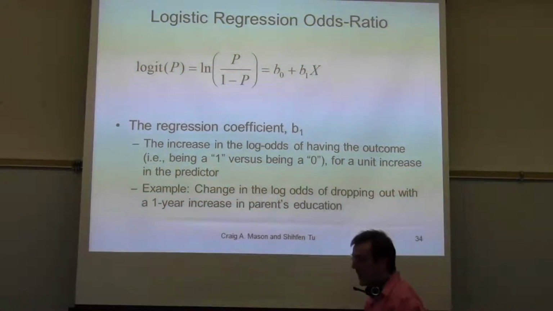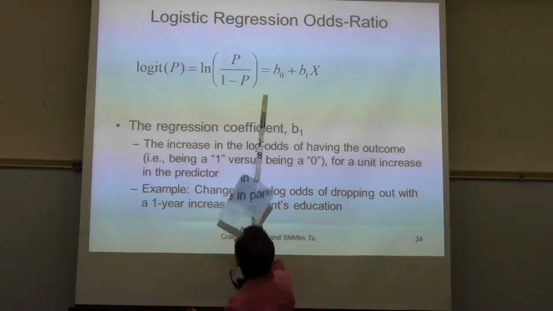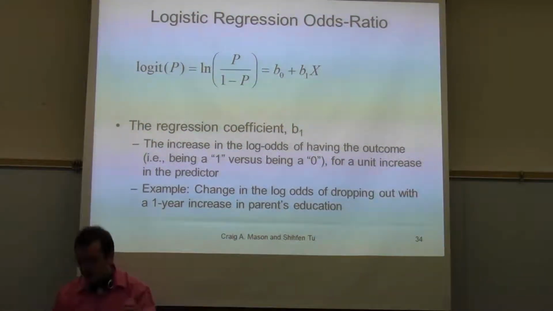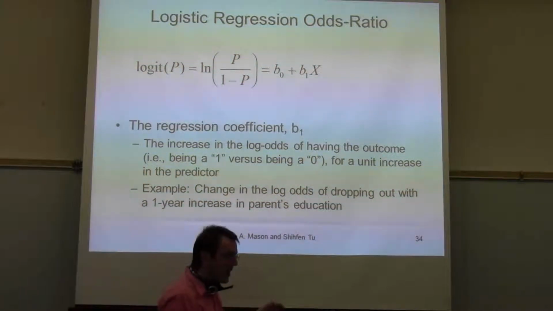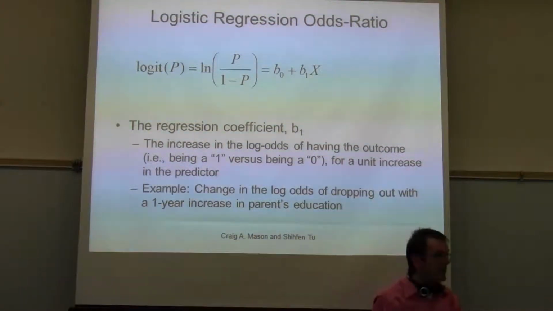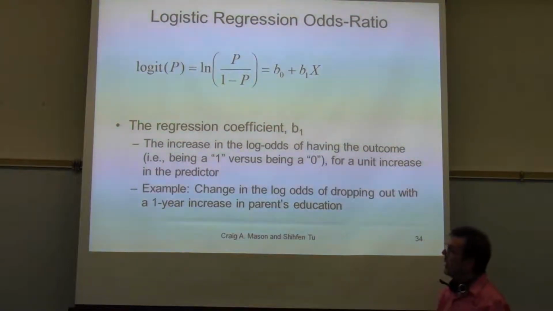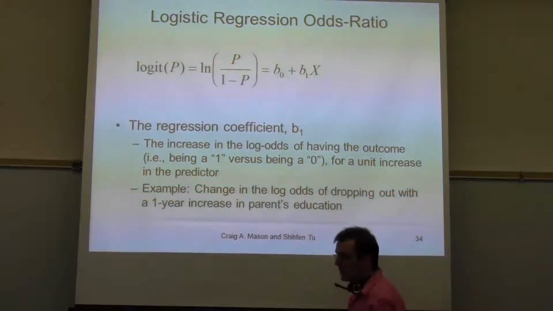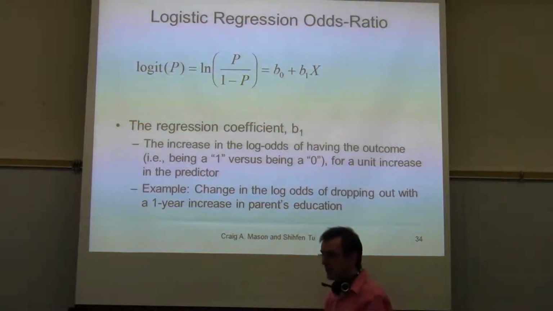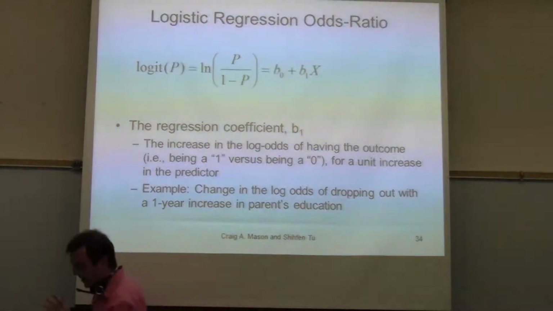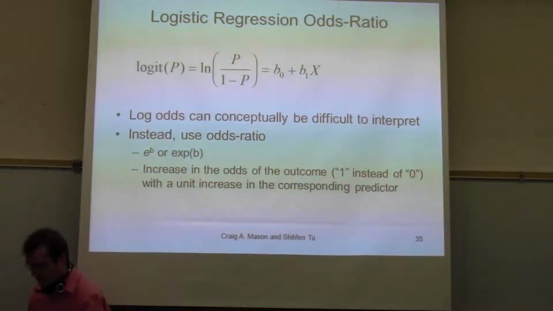And that regression coefficient, that b1, our slope, our regression coefficient for whatever x is, is just telling you the increase in the log odds of your outcome with a unit increase in x. So what's the change? If I increase parent education by 1 year, what's the change in the log odds of dropping out? Or if I increase it another year, what's the change in the log odds of dropping out? But again, that doesn't really help us very much.